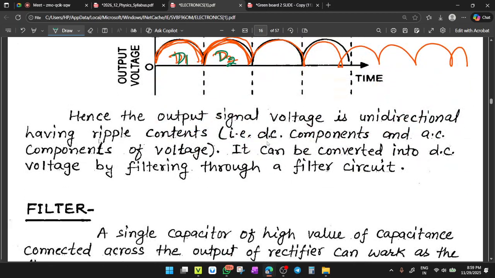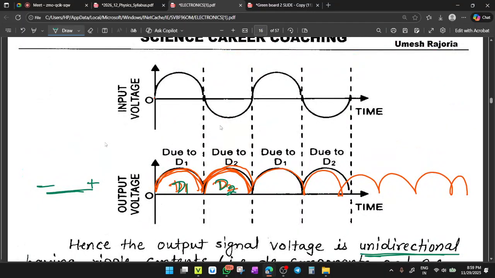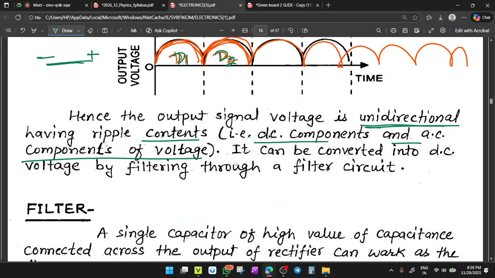Hence, the output signal voltage is unidirectional, means your voltage will have the polarity plus to minus in the same direction, having ripple contents, that is DC component and AC component of voltage. Means this voltage is not perfect DC, this is pulsating DC, which has sudden jerks again and again. So this is called pulsating DC. It has some AC component, it can be converted into pure DC voltage by filtering through a filter circuit. So after that you will require a filter circuit.